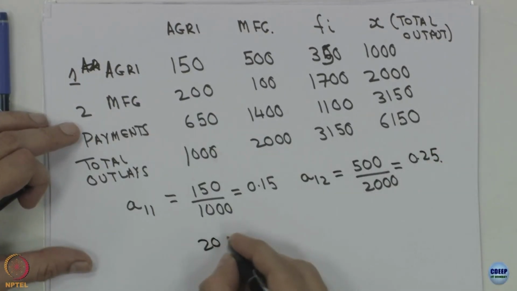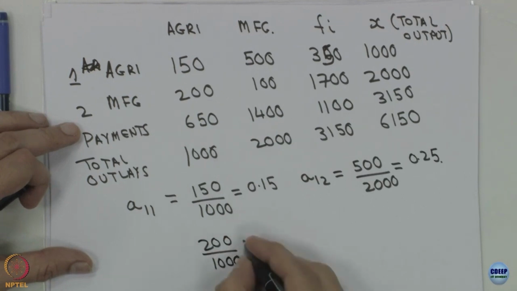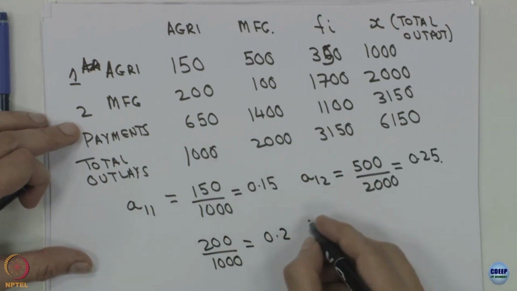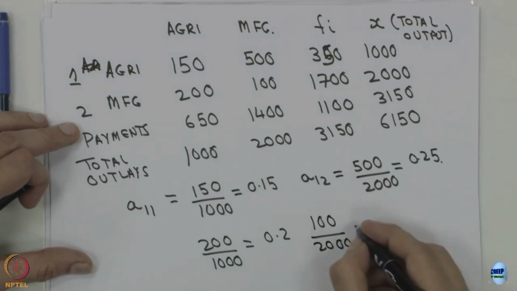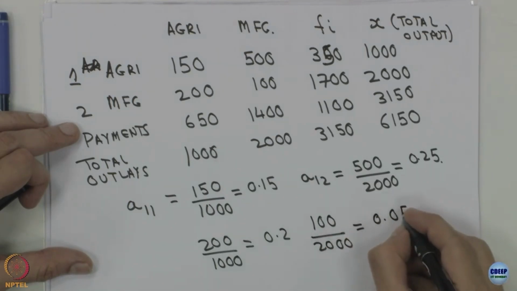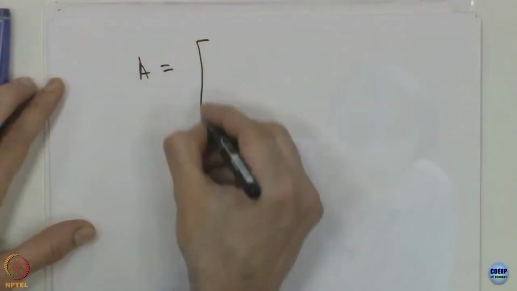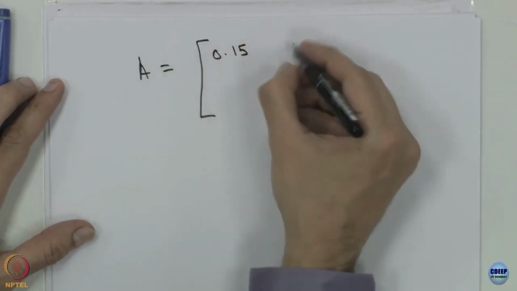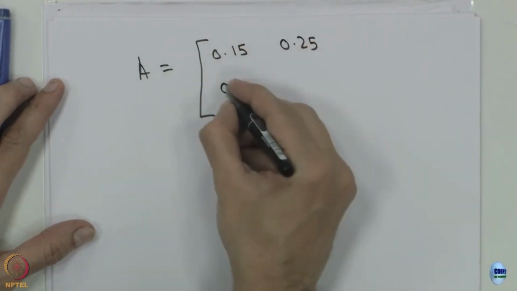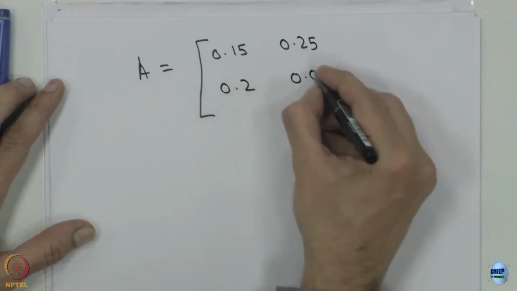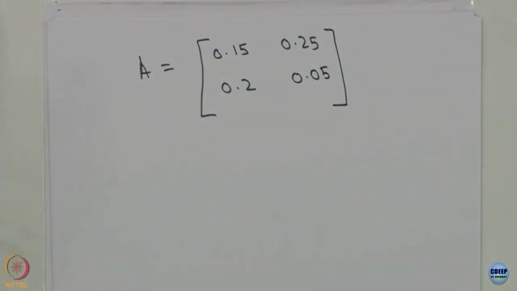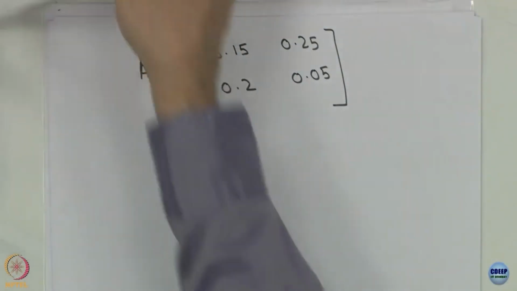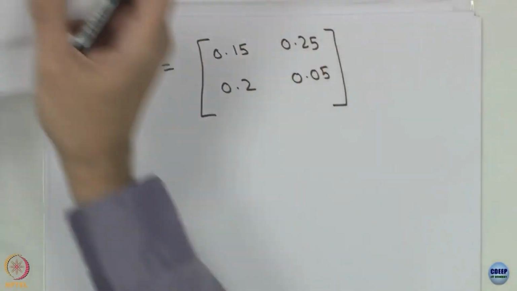Similarly, this is going to be 200 divided by 1000, which is 0.2, and this is 100 divided by 2000, which is 0.05. These are the technical coefficients. We have the A matrix, which is 0.15, 0.25, 0.2 and 0.05. This is the A matrix.